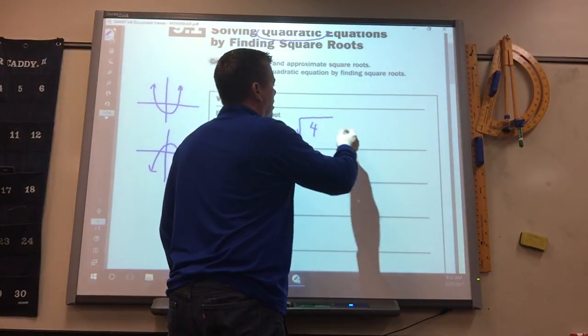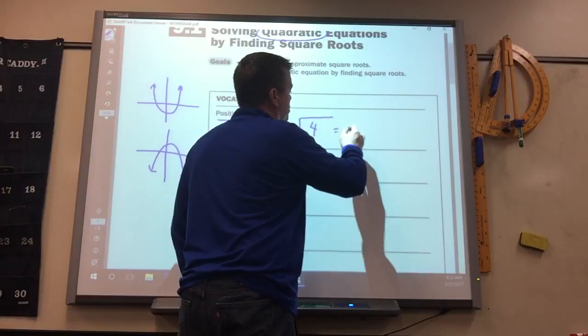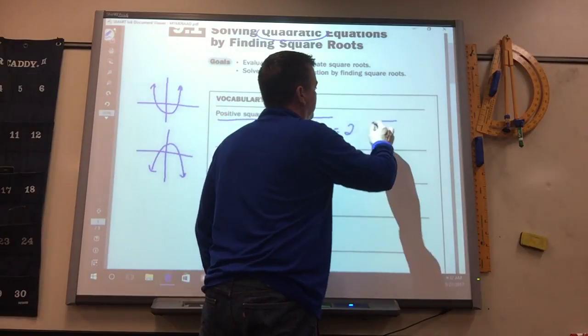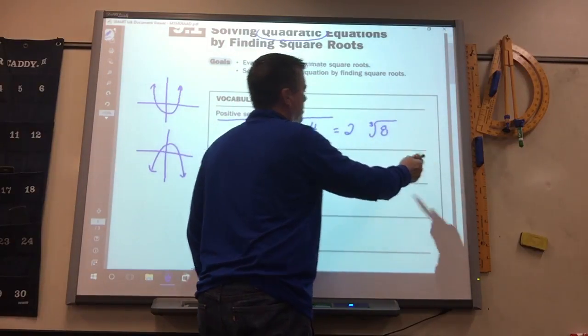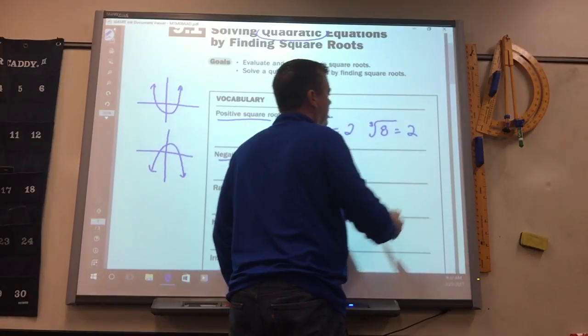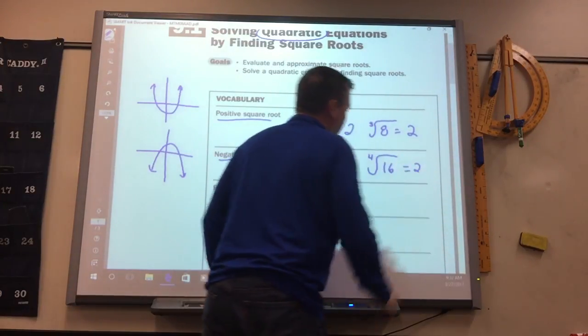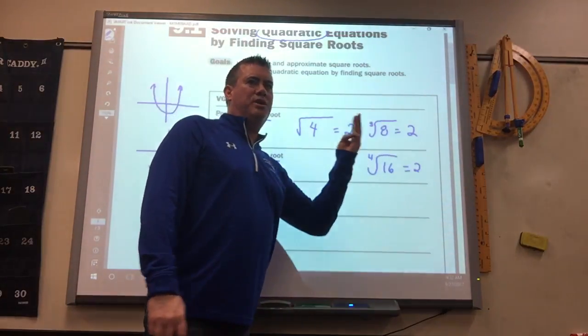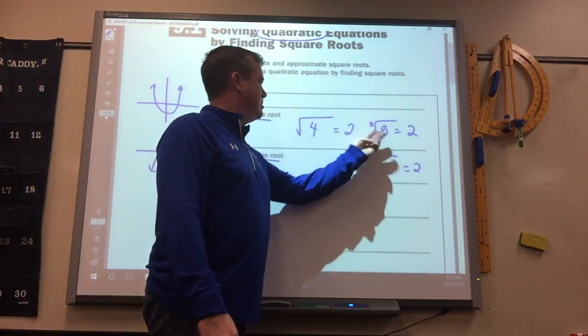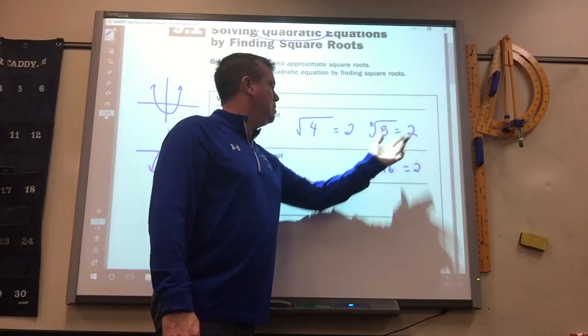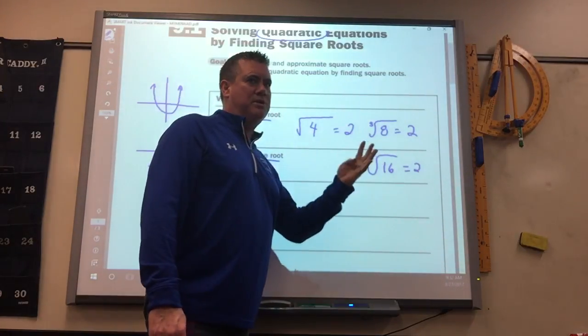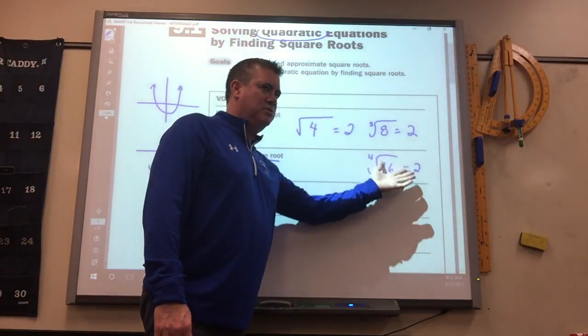Square root of 4 is 2. You also have cube roots. Cube root of 8 is 2. You also have fourth roots. The fourth root of 16 is 2. A cube root means what do you multiply 3 times to get this number? 2 times 2 times 2. Fourth root, what do you multiply 4 times? 2 times 2 times 2 times 2.